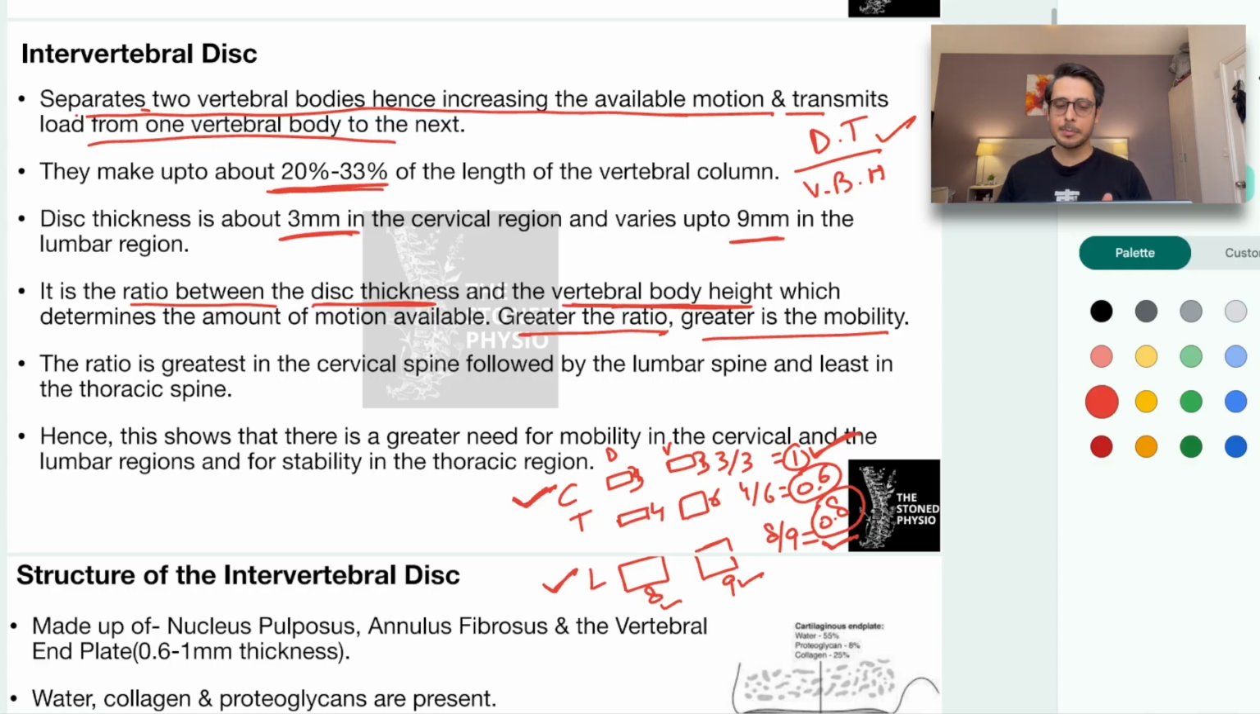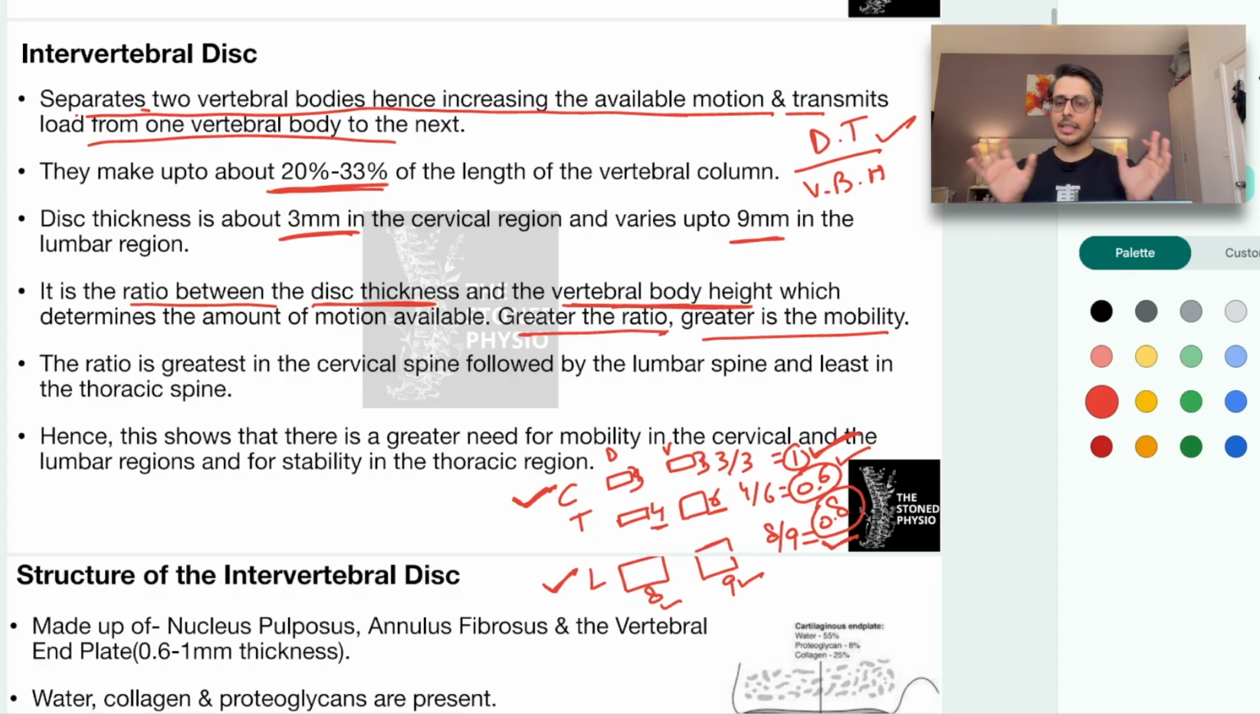Talking about the thoracic spine, let's say the height of the vertebral body is around 6 mm, and the thickness of the intervertebral disc is around 4 mm. Again, if we take the ratio 4 by 6, that comes out to be 0.6. That's the least, hence determining that the available mobility in the thoracic spine is the least.